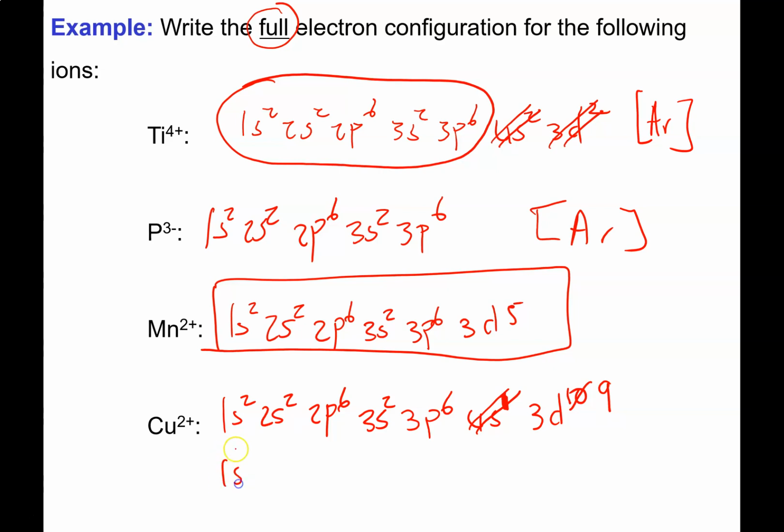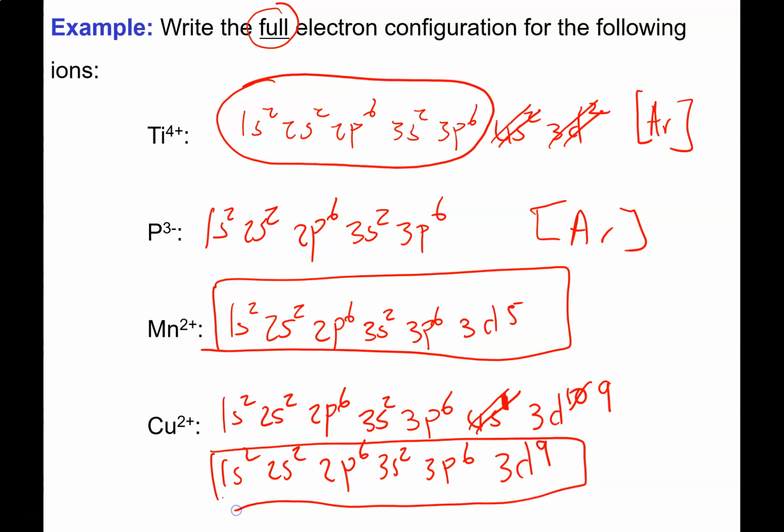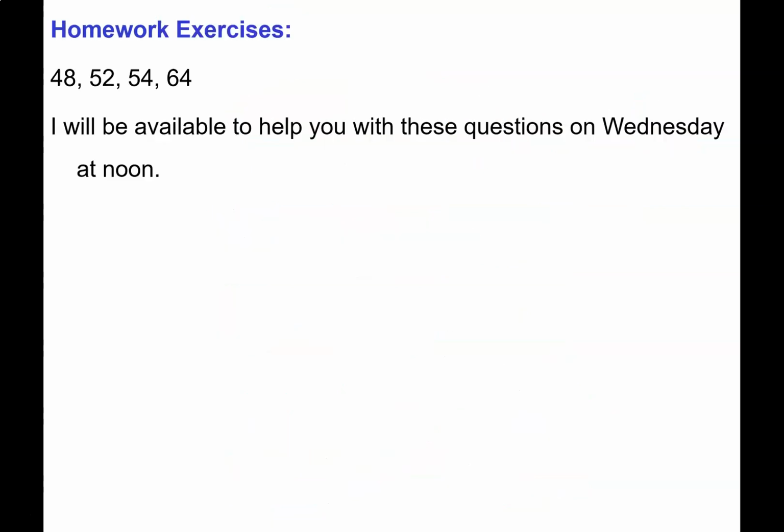So it ends up being 1s2, 2s2, 2p6, 3s2, 3p6, 3d9. Okay, there we go. Easy.